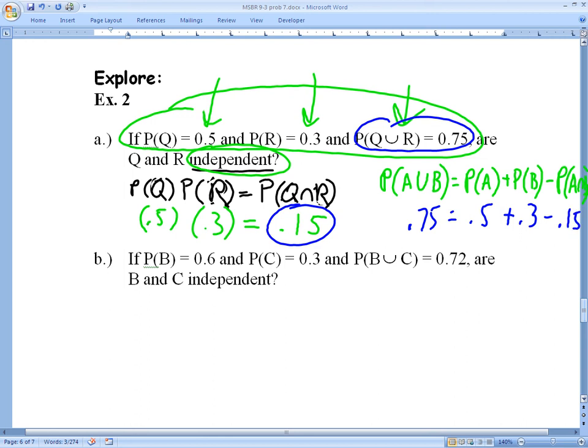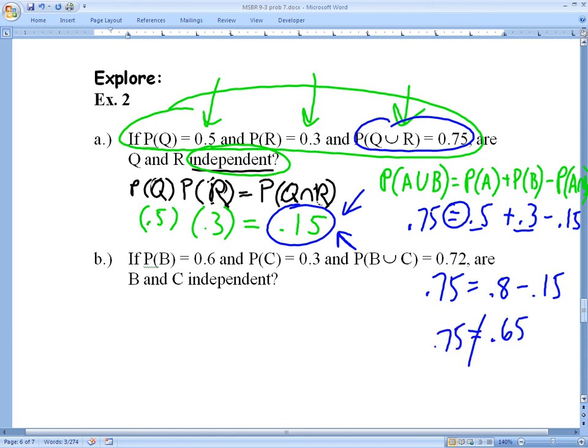Now all I have to check is, are these things actually equal? If they're equal, then this answer must be right, so they must be independent. If they're not equal, then that answer was wrong, and they're not independent. So let's add up the right side. We have 0.5 plus 0.3, which gives me 0.8, so I'll have 0.75 equals 0.8 minus 0.15. Well, 80% minus 15% gives me 65%. So 0.8 minus 0.15 gives me 0.65, and that is not equal to 0.75. So are they independent? No, they are not independent.